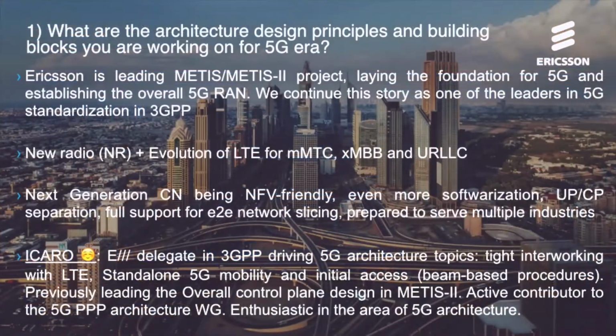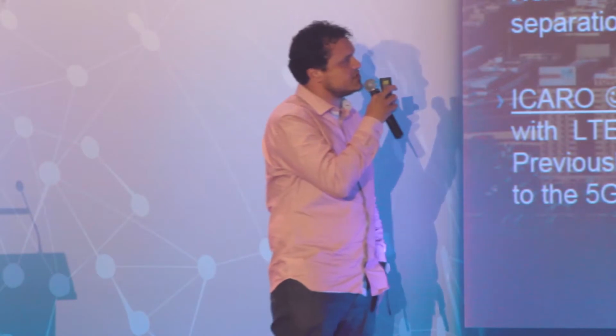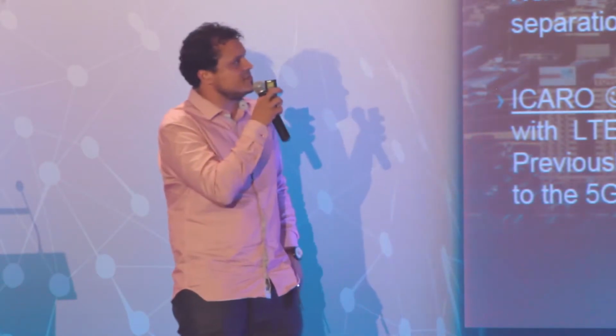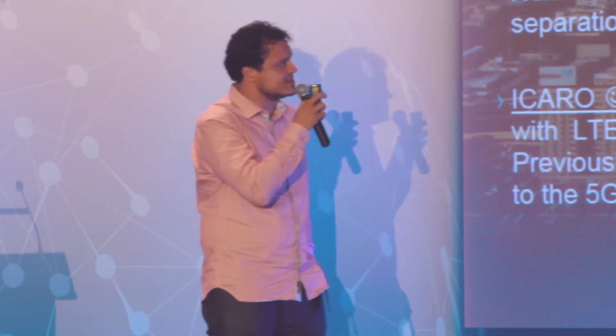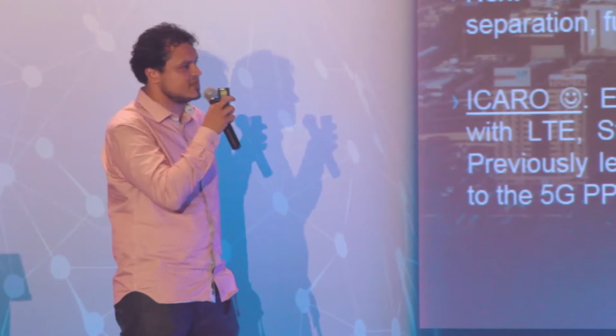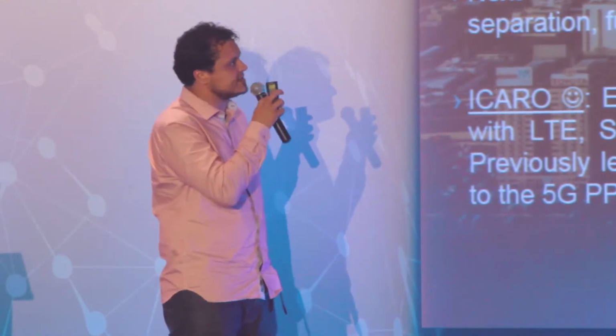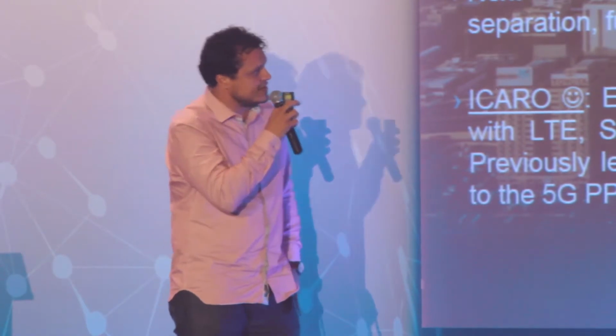And here I basically mentioned two aspects related to architecture, basically the mobile network architecture. One is, of course, the new radio and the evolution of LTE to address massive MTC, XMBB, and ultra-reliable and low latency communication. But also the next generation core network, which has some principles, partially, of course, studied by NGMN, requirements that it should be NFV friendly.